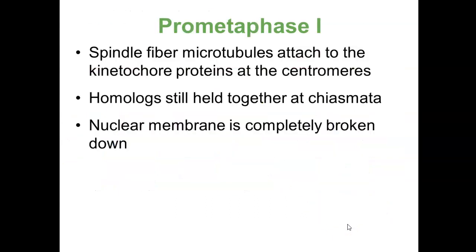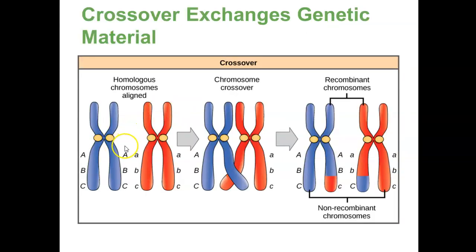All right. So it's roughly the same things going on in meiosis 1, but with slightly different outcomes. So we create that spindle fiber system. The homologs are held together at these chiasmata. The nuclear membrane is completely broken down. All of those things happen right there. The chromosomes have condensed down into these things that look like this from the loose chromatin that they normally exist as.